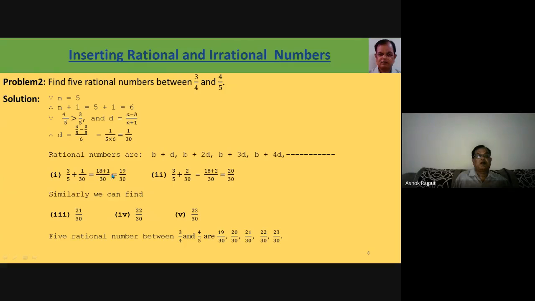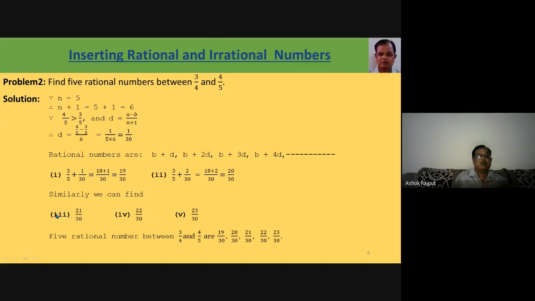We will find then 5 sixes are 30, then 6 threes are 18, 18 and 1 is 19, then 19 by 30. In the same way we will find the next rational numbers. 3 by 5 plus 2 by 30, 5 sixes are 30, 3 sixes are 18, 18 and 2 is 20, 20 by 30, or we can write it also as 2 by 3, this way also.